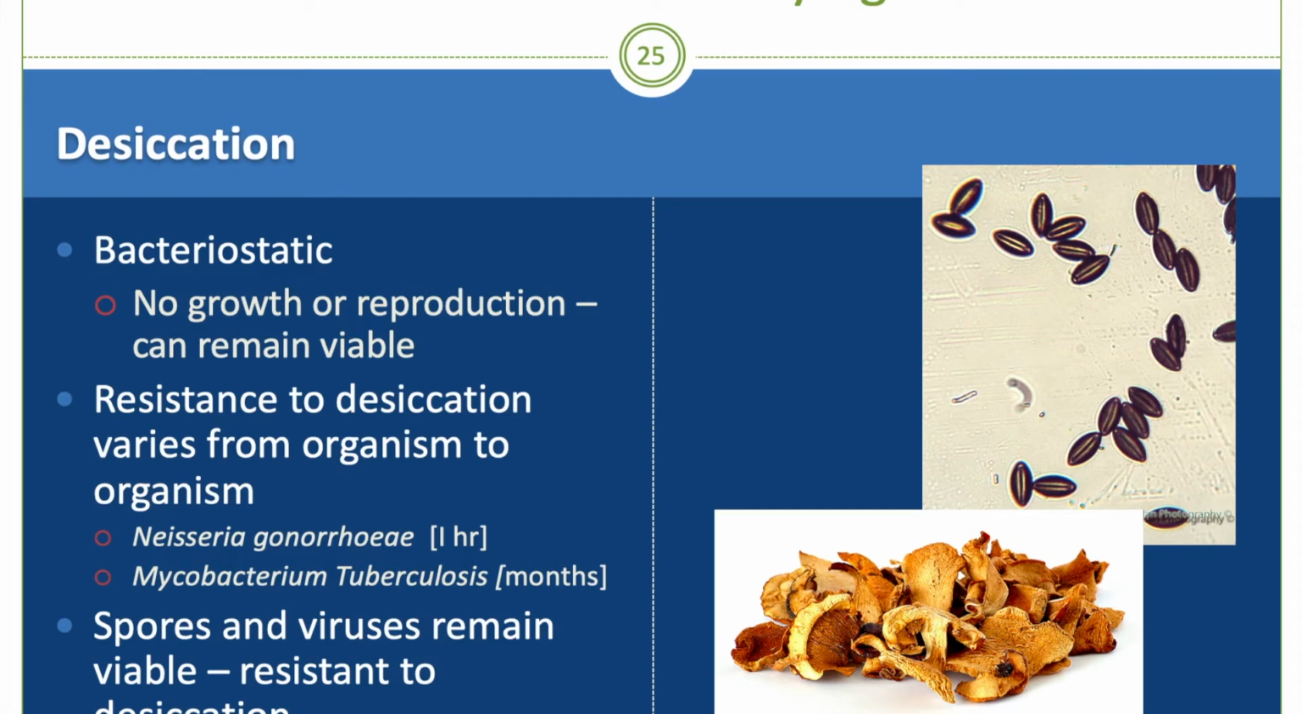Then there is desiccation. This is something that has been with us since the beginning of civilization, that when you dry food items, it stays longer. This is also an example of a bacteriostatic method. So immediately you introduce moisture, the microorganisms are going to grow again. There are certain organisms that are resistant to desiccation, the removal of water, and Mycobacterium tuberculosis is one of them. It can stay without water for months.